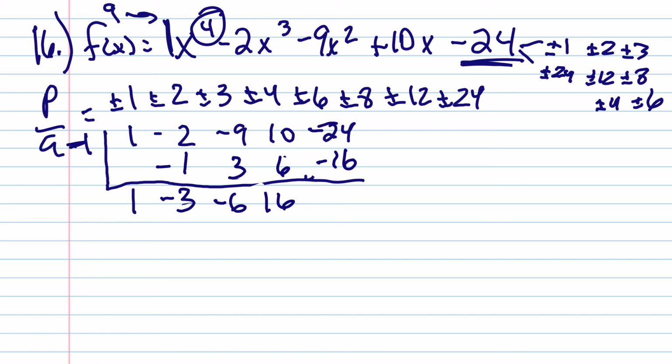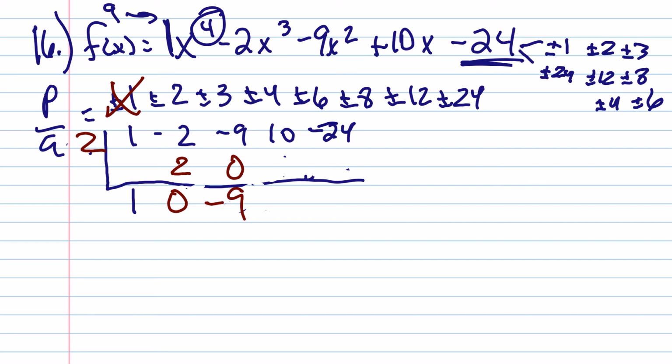So now, I'm going to try 2. So I'm going to put 2 outside the box and just go through again. 2 times 1 is 2. I get 0. 2 times 0 is 0. I get negative 9, negative 18, negative 8, negative 16. Doesn't work. I'm going to have a negative remainder.